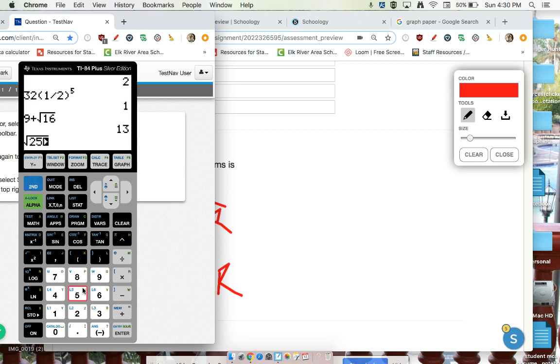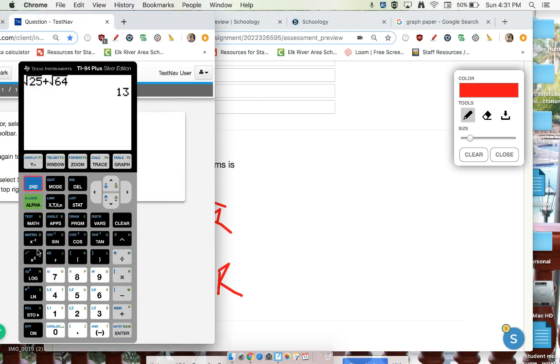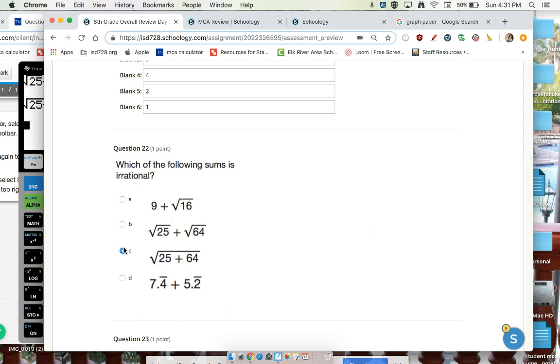So square root of 25 plus, what was the other, square root of 64? Oh, too big. I'm going to go square root of 25, and then I got to get out of the square root, plus the square root of 64, and that's a perfect number. Okay, and this would be the square root of 25 plus 64. So square root 25 plus 64, hit enter, and that's not a perfect square root. So that is the irrational number.